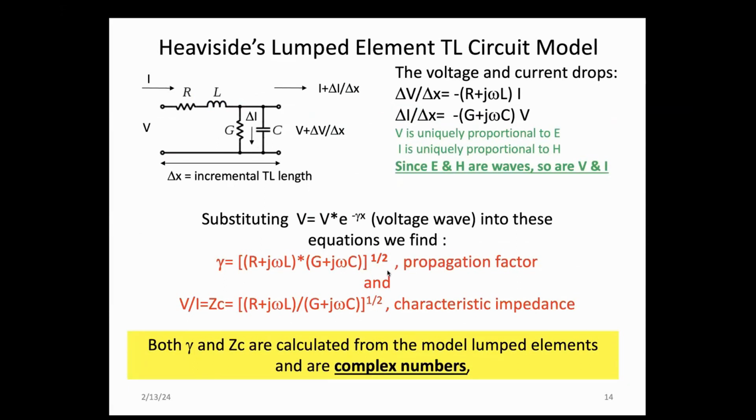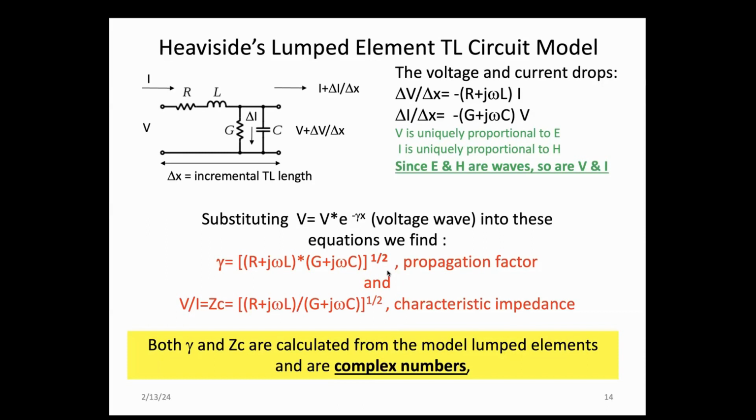Next slide, please. So this is Heaviside's circuit model. It consists of R and L for the conductor and G and C for the dielectric. The relevant circuit equations are given over here, just ordinary circuit analysis, representing the voltage drop from the input to the output and the current change from the input to the output. Now, we said that electric and magnetic fields are waves. The voltage and current are proportional to E and H directly. And since the electric and magnetic fields are waves, so are the voltage and current.